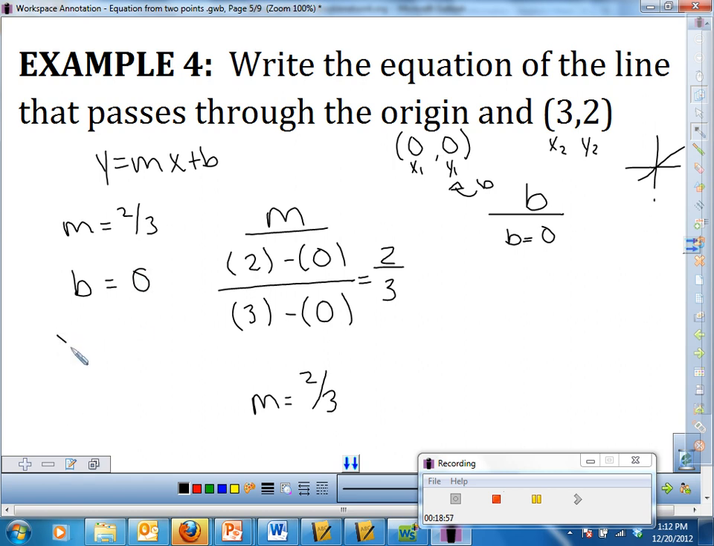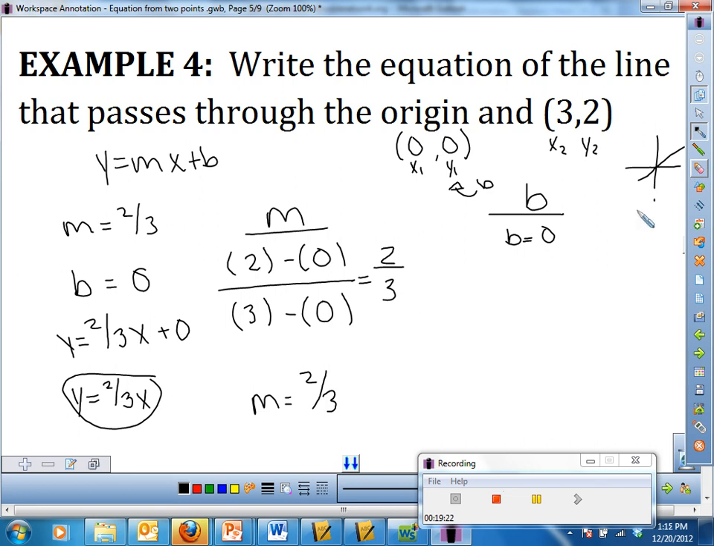I'm going to write my equation. y equals 2/3 x plus 0. Now, we've talked about this previously. Whenever we add 0 to something, it doesn't change the value. So we don't need to write that 0. y equals 2 over 3x. That is your equation.